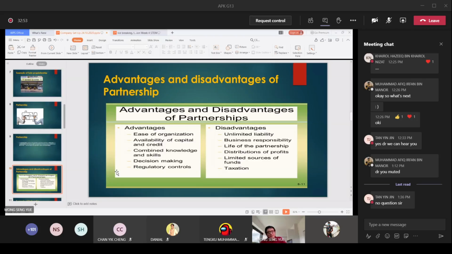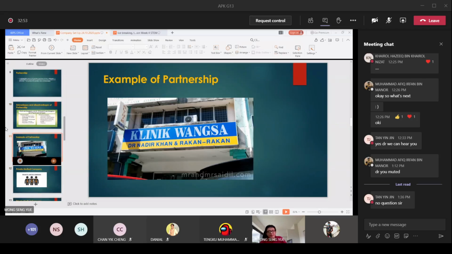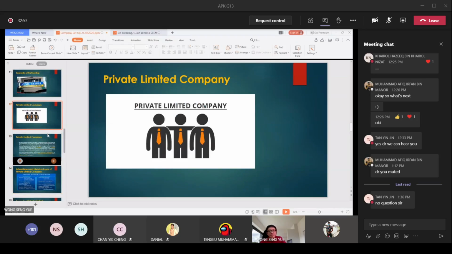But the disadvantage will be unlimited liability. If this clinic, for example, has some outstanding amount with a supplier, even though they have closed the clinic, if they have some assets and personal savings, they still have to make the repayment. At the same time, all the profit they receive, they have to share with their business partner. For example, ABC Clinic, mostly will say it is a medical doctor, ABC with partners.